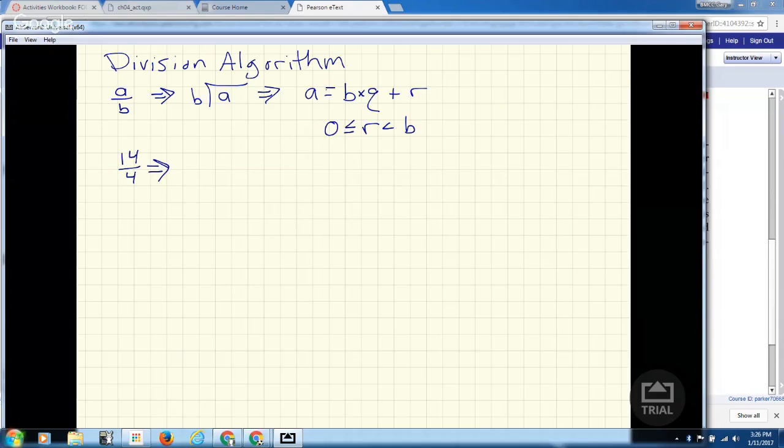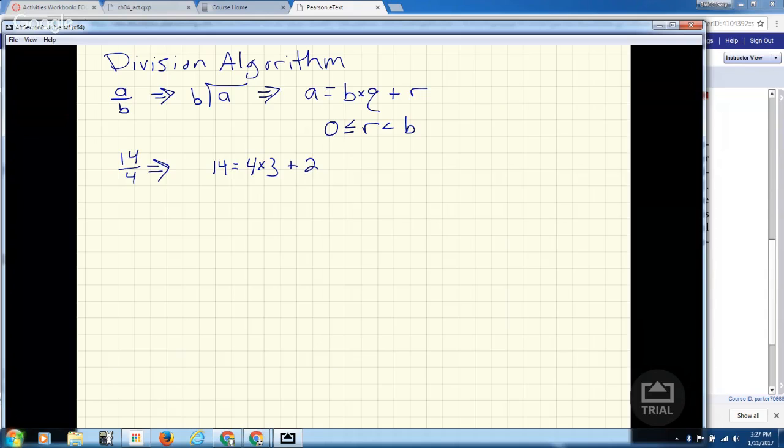Then I should be able to find a quotient, 4 times 3, and a remainder, such that the remainder is less than the divisor, and that will always equal the numerator. Okay, so that's what the division algorithm says. Now, what I can do is use the division algorithm along with my two numbers.